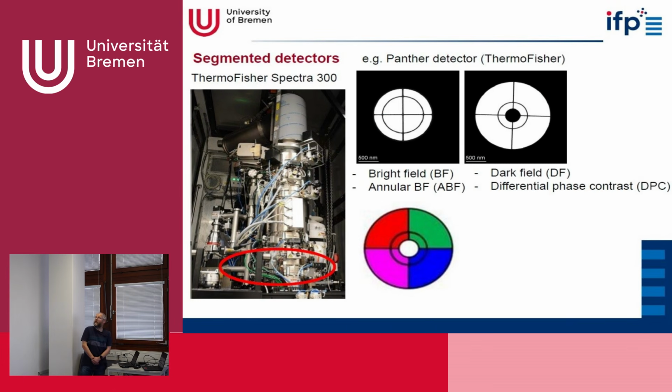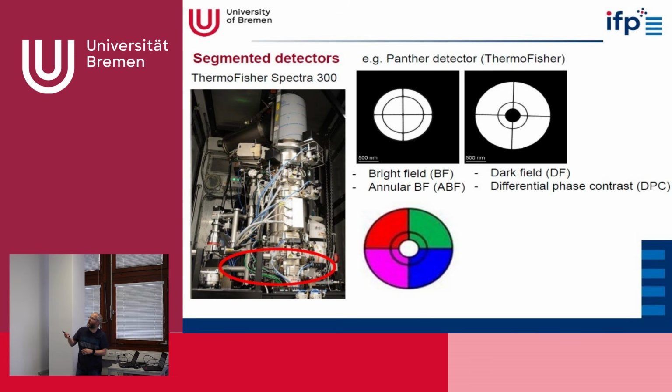Okay, then there are different segmented detectors. Here is an example of what we have in our machine. It's a so-called Panther detector, and it consists basically of two different detectors. In the first, smaller detector, we see that there is no hole, so we detect electrons that are unscattered on this detector, and this is therefore called a bright field detector.